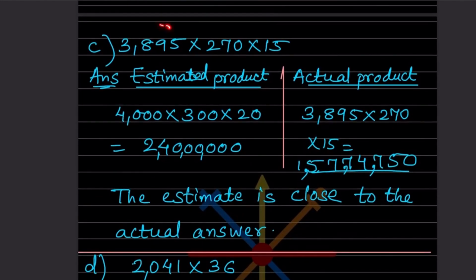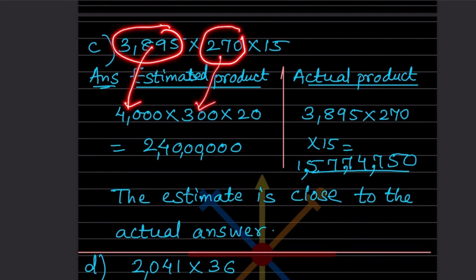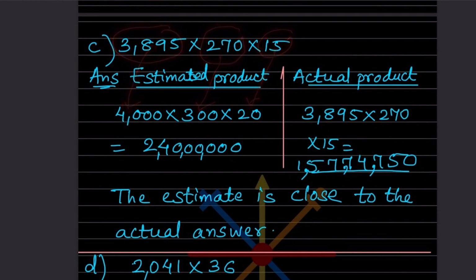Here it says the same. Round this, you get 4,270, rounding, you get 3,000. 15 becomes 20. Now, how will you do this? Forget about the zeros for the time being. 4 3s are 12, 12 2s are 24.